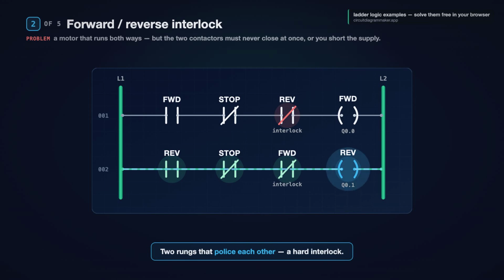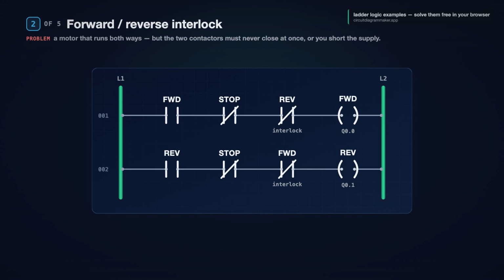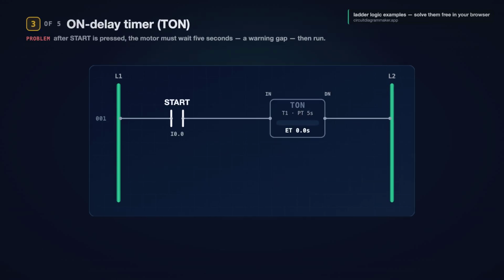That cross-wiring is an interlock, and you will see it anywhere 2 outputs must never fire together. Dampers, valves, hydraulic rams. 2 rungs that police each other. No timing, no controller trickery, just 2 normally closed contacts. Good designs back this up with a mechanical interlock too, so the contactors physically block each other. But this ladder interlock is your first line of defense.